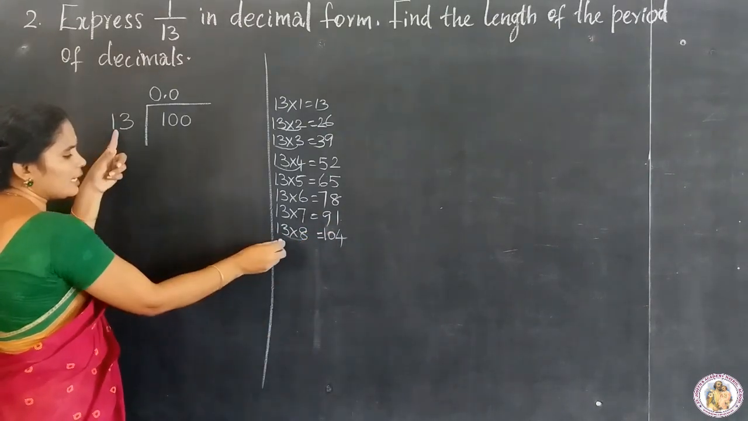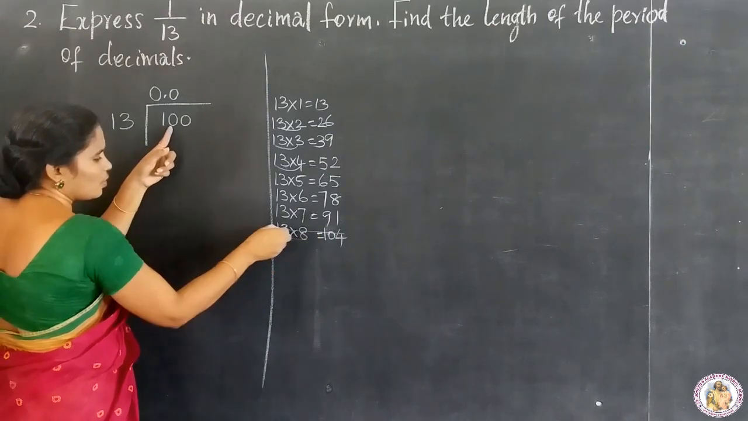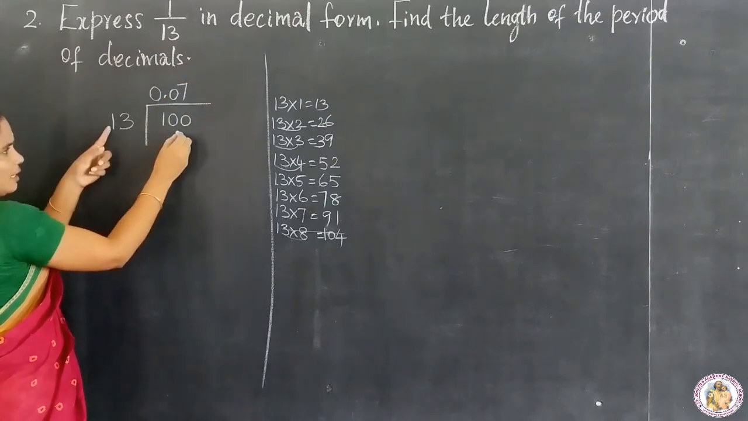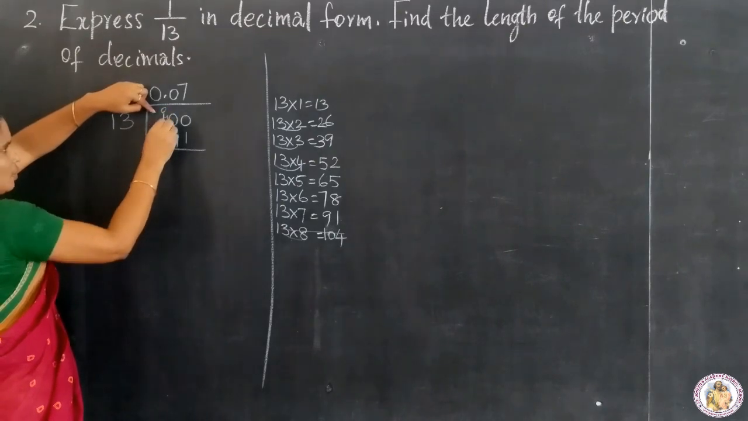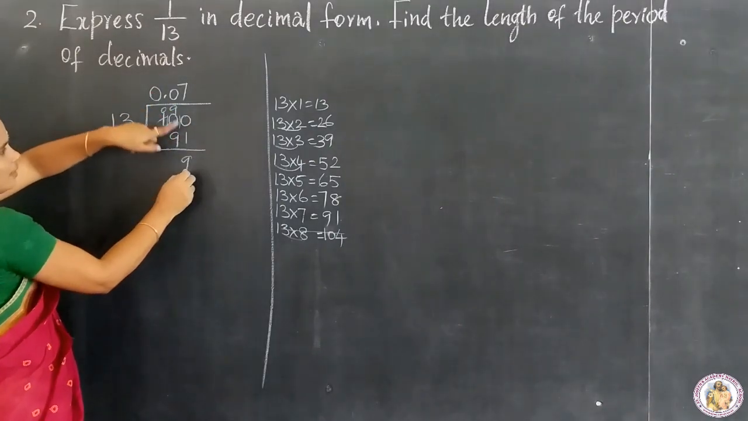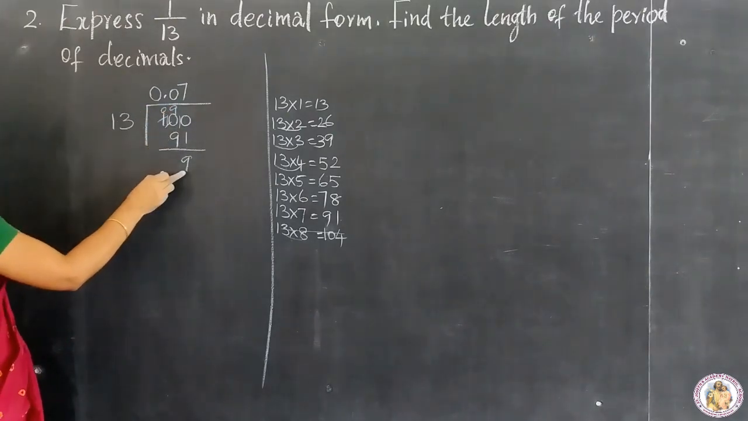So it is more than 100. So we need only up to 100. So we have to go with 91. So 7 13s are 91. So subtract. 100 minus 91, it is 9.